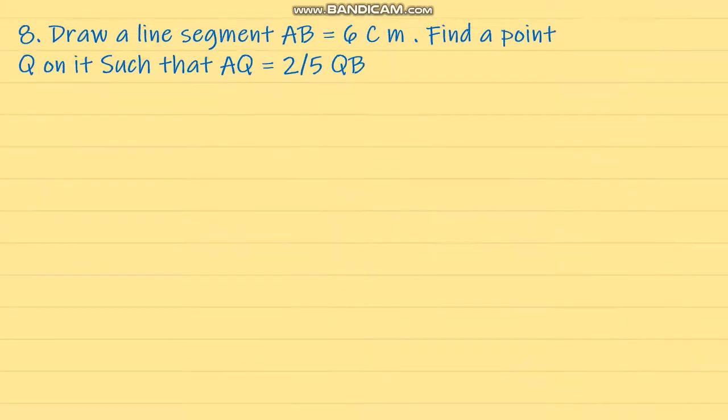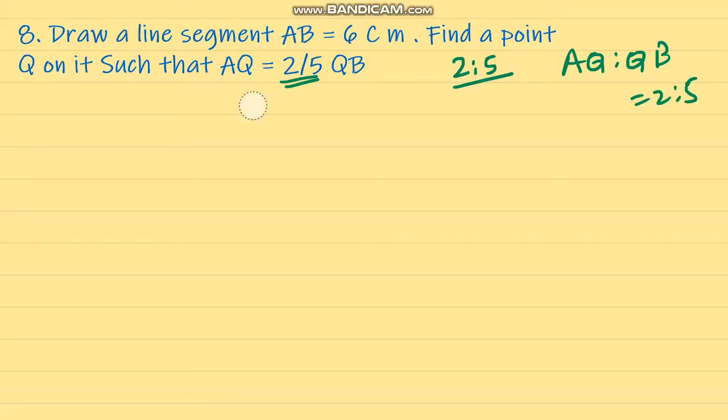Question 8. Draw a line segment AB equal to 6 centimeter. Find a point Q on it such that AQ equal to 2 by 5 QB. Now children, see here also you have to locate a point which divides AB in the ratio 2:5. Just now I have explained how it comes. So here you need AQ is to QB equal to 2:5. So let us start doing this quickly.